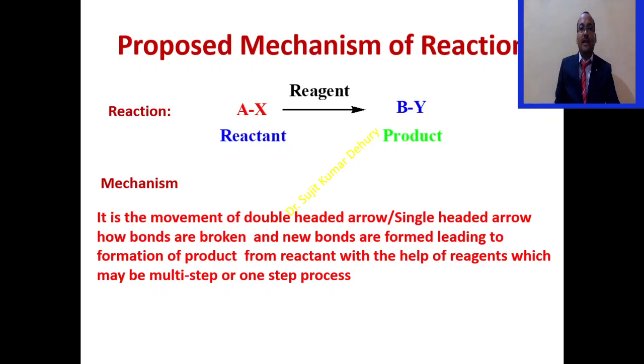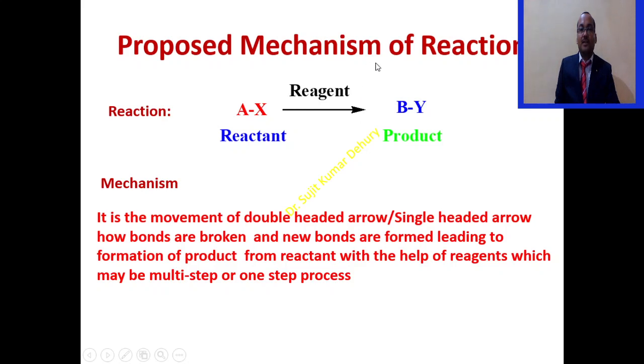So we all know what a reaction is. Usually the reactants react with the reagent to give rise to the product. The reactant is usually written on the left hand side and the product is written on the right hand side. And the reagents are written on the arrow mark, or you call it the reaction arrow.